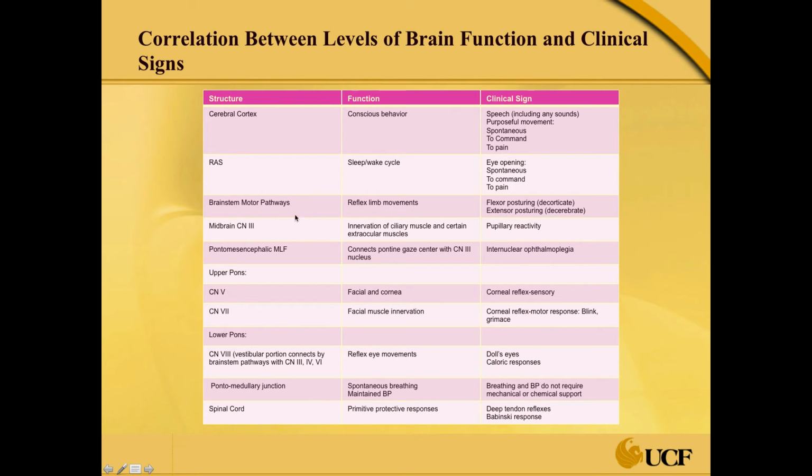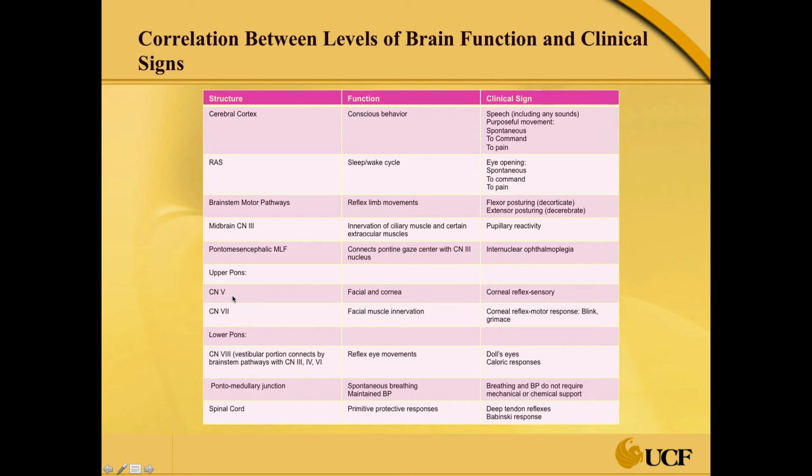Brainstem motor pathways, obviously, that's going to be motor or muscle, so limb movements are going to be affected, right? And then if you've got a midbrain injury that involves cranial nerve number 3, the oculomotor nerve, you're going to have disruption of innervation of the extraocular muscles. If you've got a pontine lesion, this is going to be the gazing disorders that we talked about with some of the issues we've already discussed.